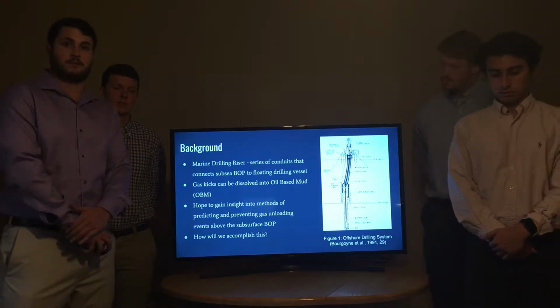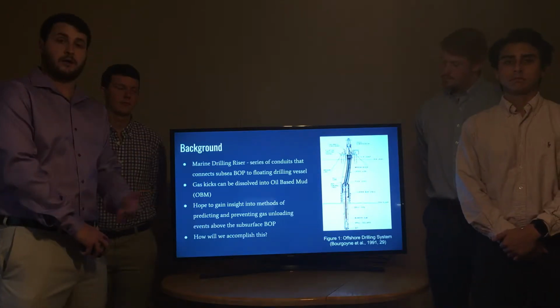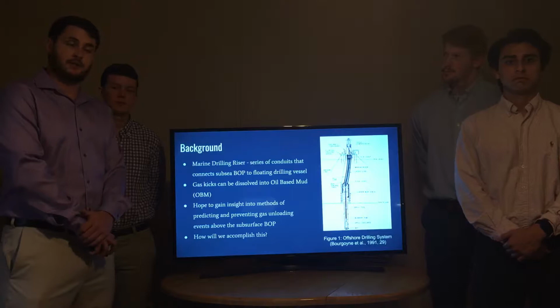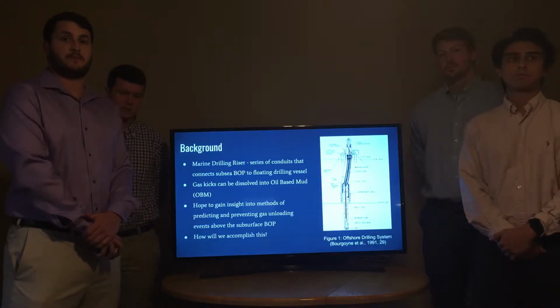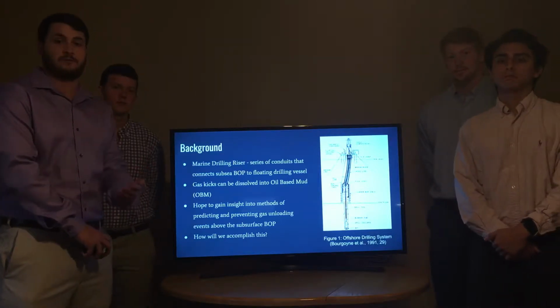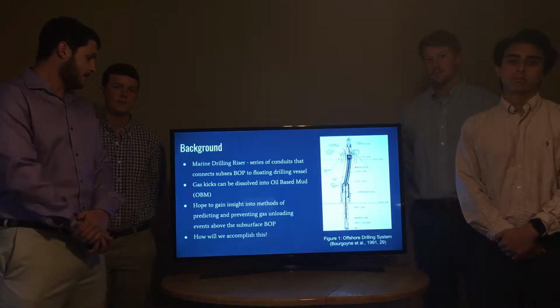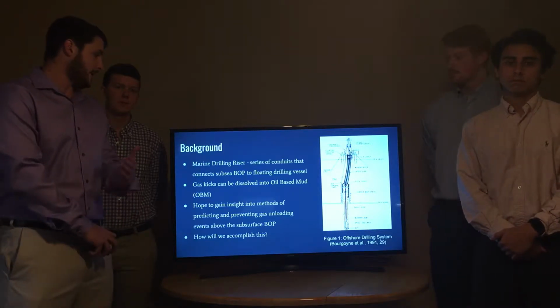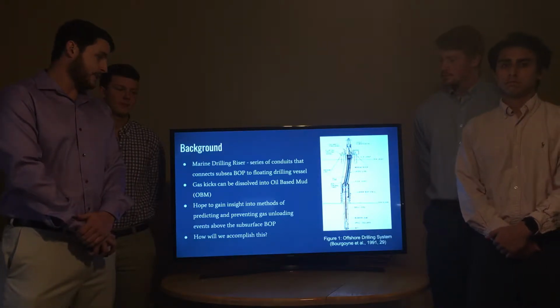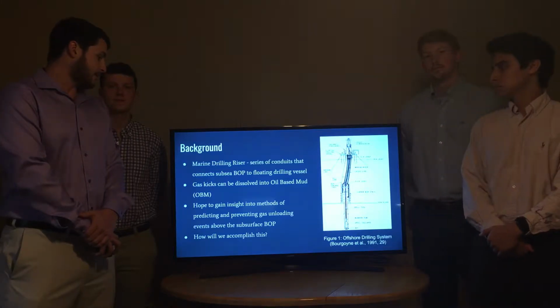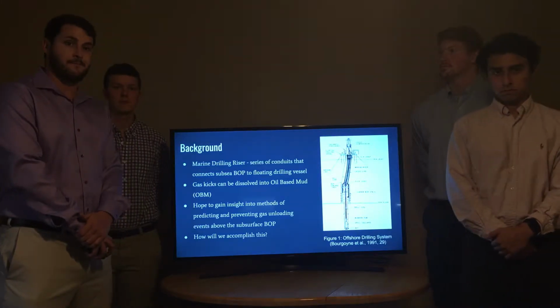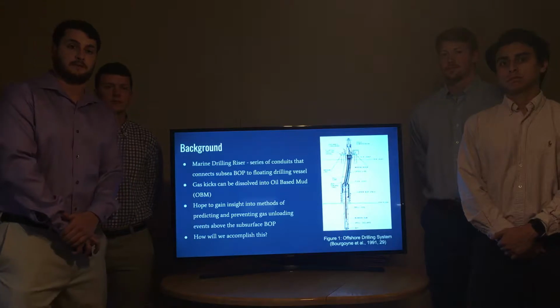So one of the biggest problems of drilling anywhere is that gas kicks can be dissolved into oil-based mud, which leads to it being very difficult to detect these kicks. So our project aims to gain insight into methods of predicting and preventing gas unloading events above the subsurface BOP. But how will we accomplish this?